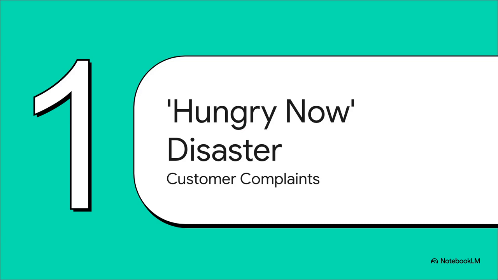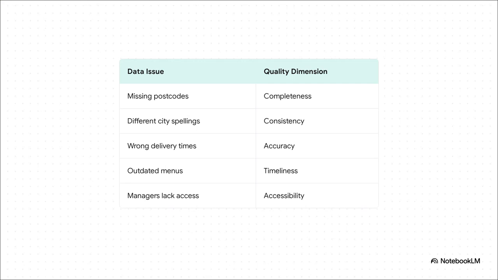Okay, to really see what I mean, let's cook up a little story. Let's imagine a fake food delivery app. We'll call it Hungry Now. Now, Hungry Now is taking off, it's getting super popular, but the complaints are starting to pile up. And every single problem seems to point back to the data that's kind of lurking in the shadows of their systems. So let's actually connect those frustrating moments to what's really going on.